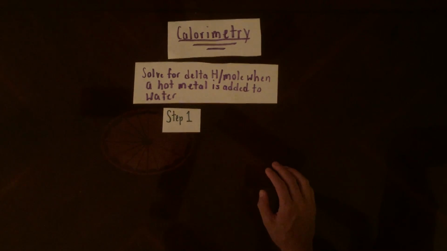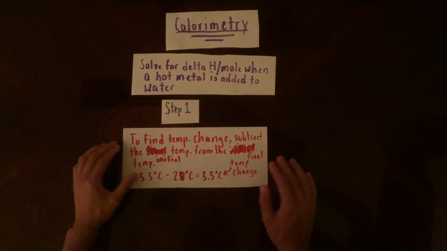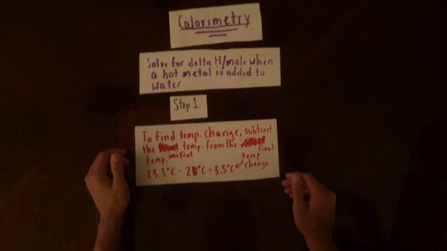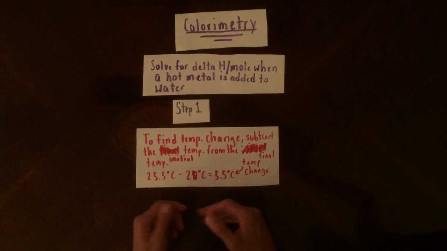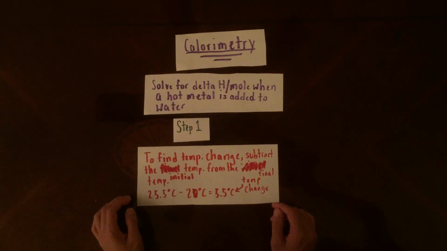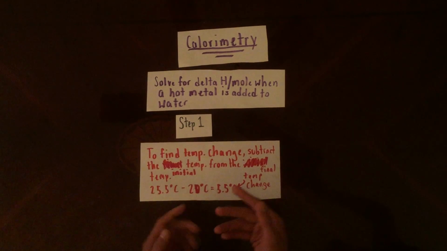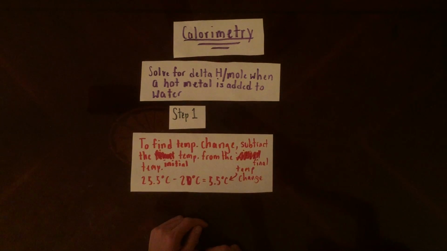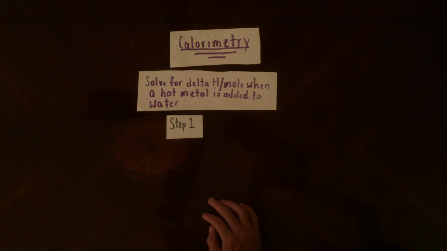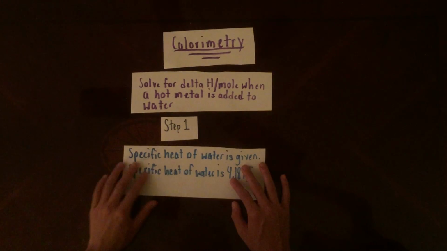To find the temperature change, you subtract the initial temperature from the final temperature. Our initial temperature was 20 degrees Celsius, and we subtract that from the final temperature, which was 25.5 degrees Celsius, and we end up with 5.5 degrees Celsius. That's the temperature change that we use in the equation. And the specific heat is given.